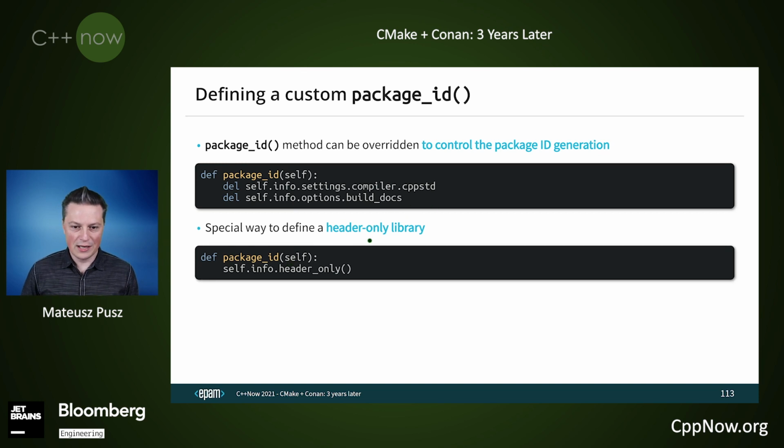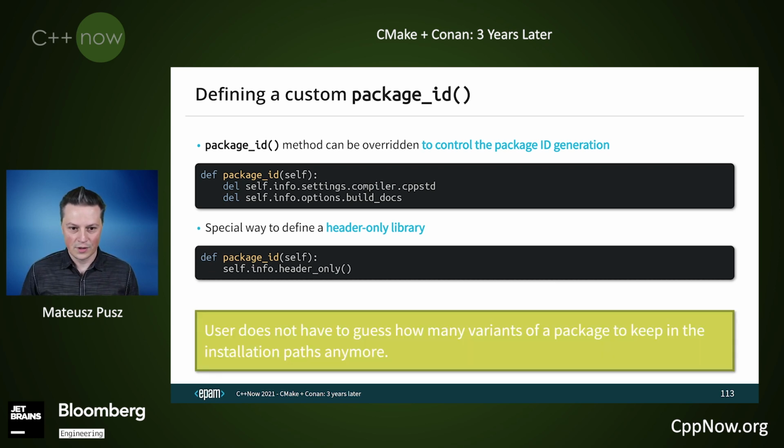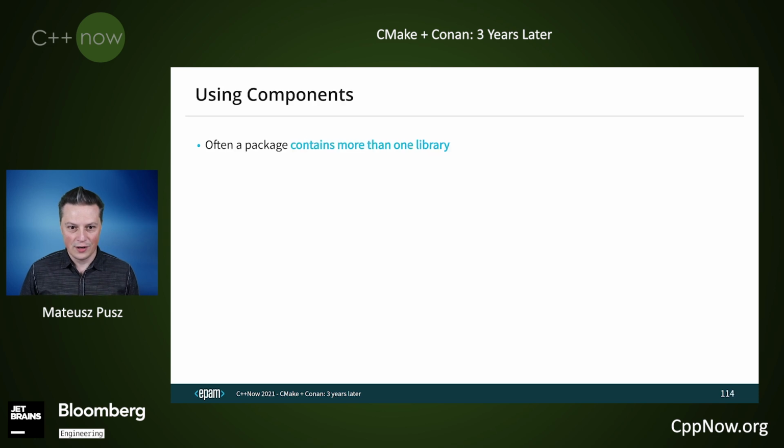If you're providing a header-only library, there is a shortcut for it. You provide only this one, and this is already known as header-only. It has only one copy, one instance in the entire cache for each configuration. Every configuration will use exactly the same instance, so it's not copied everywhere. So with this, the user does not have to guess anymore how many variants of those to keep in the file system, like it was the case in CMake. Now it is done by the package manager.